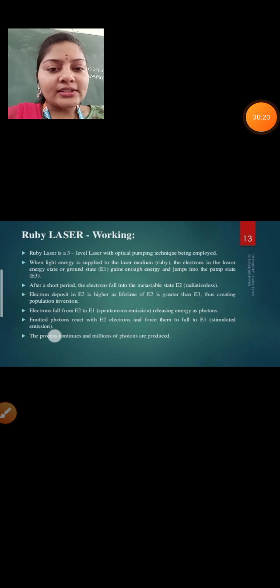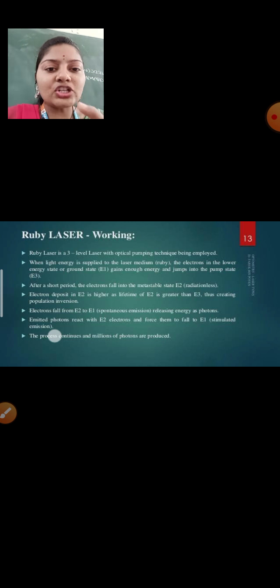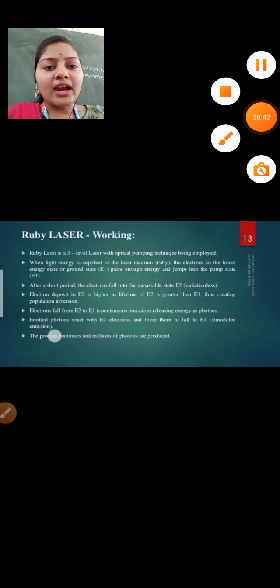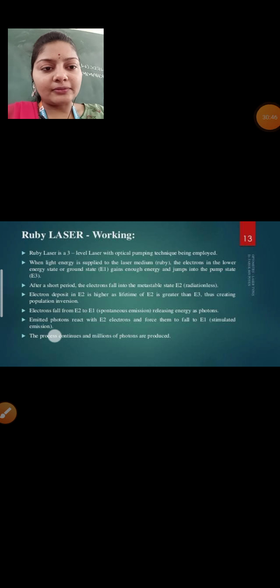So in the ruby laser, some of the aluminum ions are replaced by chromium ions, and these chromium ions give the pinkish color to the ruby laser. Only because of the chromium ions is the ruby rod pink in color.